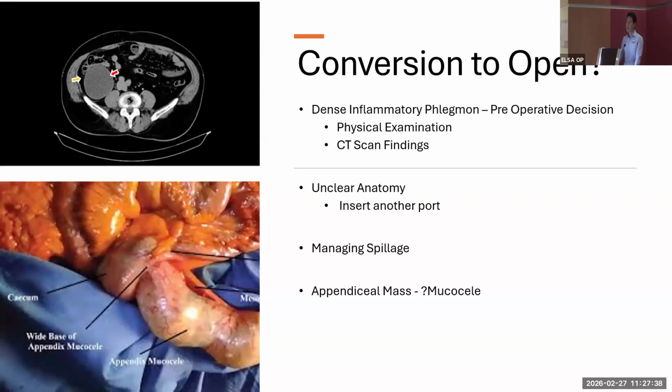If the anatomy is unclear despite all the approaches you've done, it's okay to put in another port, a assistant port, to give you adequate retraction.